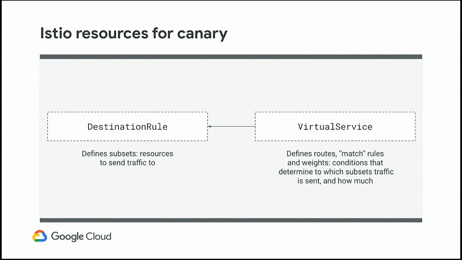So there's two Istio resources that we need to know about if we're going to use it like this. There's the destination rule, and this defines subsets. So that's resources to which traffic should be sent. And then there's the virtual service, which defines the routing. Basically, match rules that say, under these particular conditions, take the traffic and send it over to these subsets and send this much of the traffic.